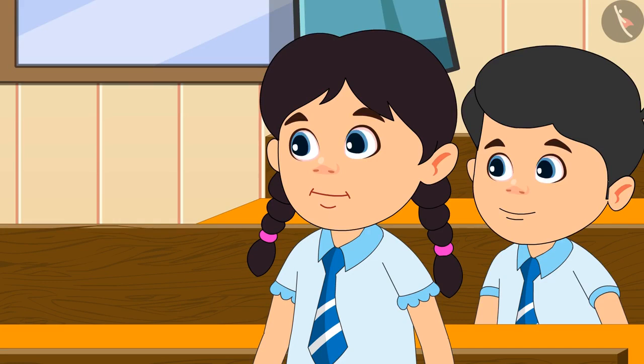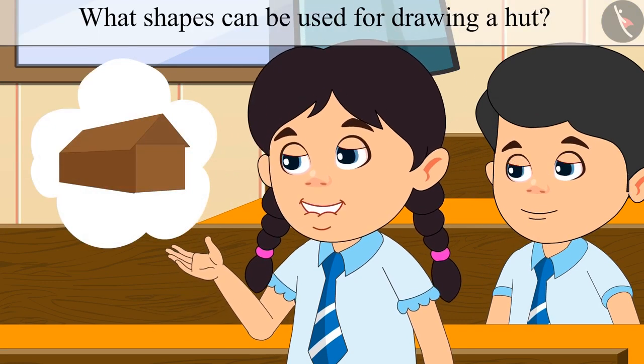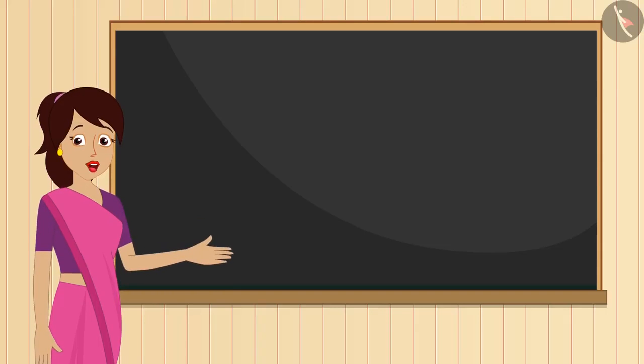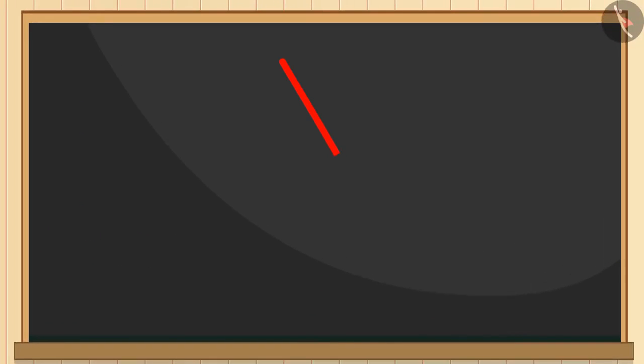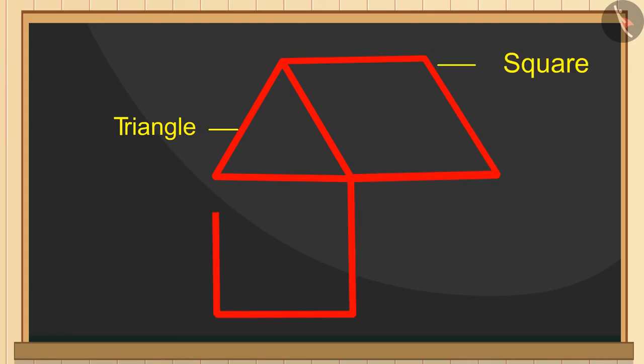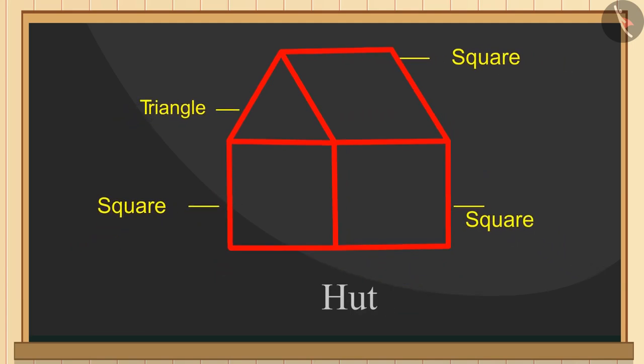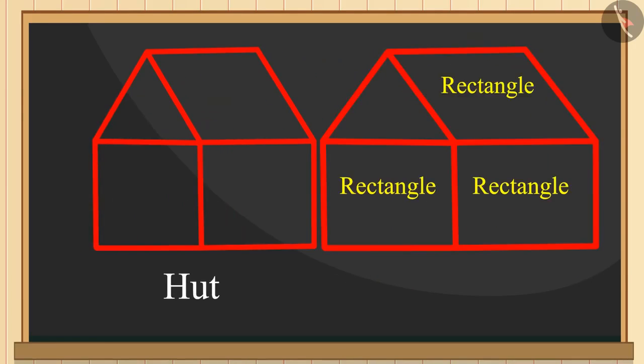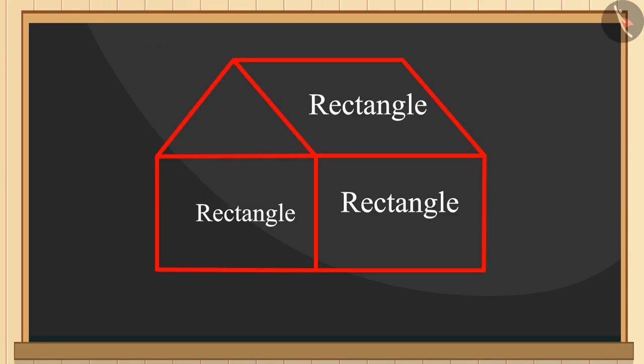Absolutely right, Ravi. Teacher, now let us draw a hut. Hey, that is very easy. The front part of the hut's roof can be made with a triangle and the side wall of its roof with a square, and then we will use squares to make the walls of the hut, something like this. See, here is the picture. Yes, one more thing. We can also make the walls of the hut with a rectangle, something like this.